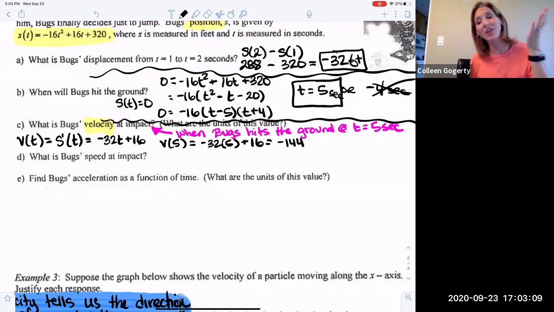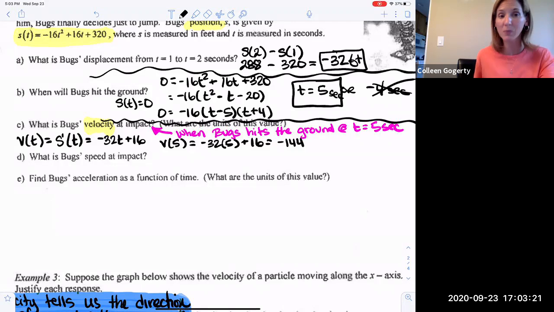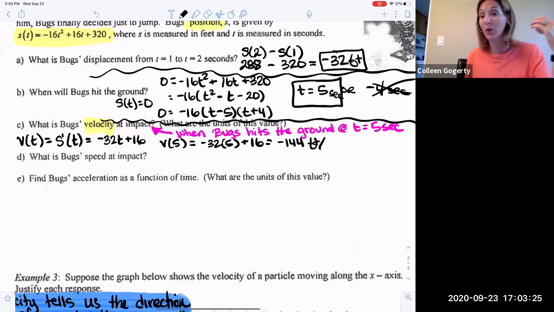But now we need to give the units. So don't forget, this is a rate of change. So this is his position versus time. So position, what was his position being measured in? Feet per time, which is seconds.